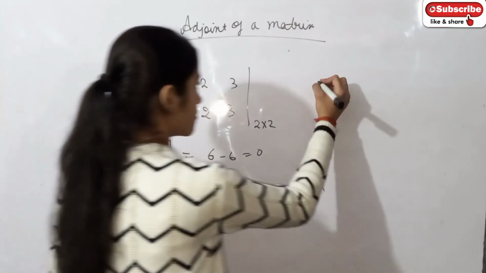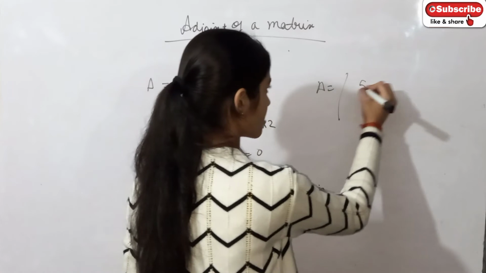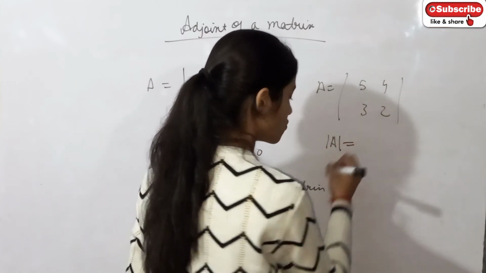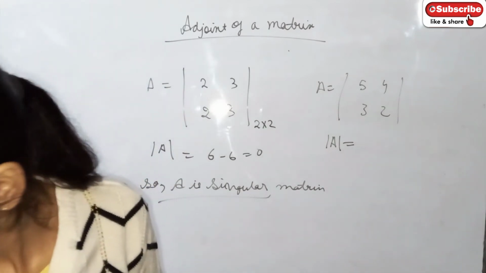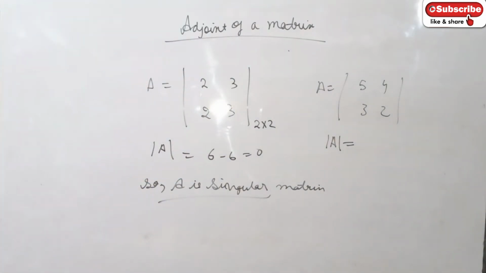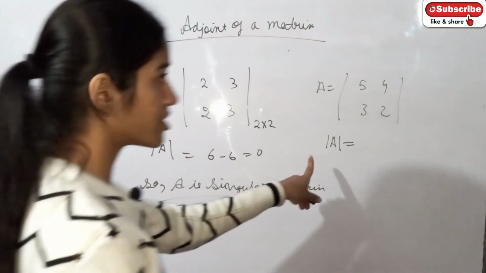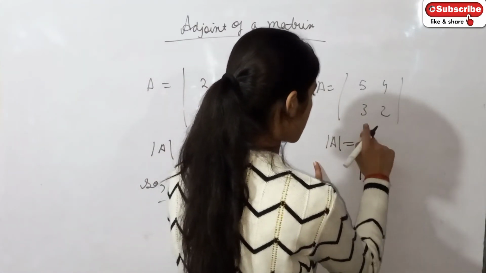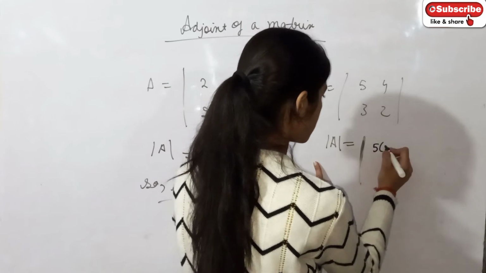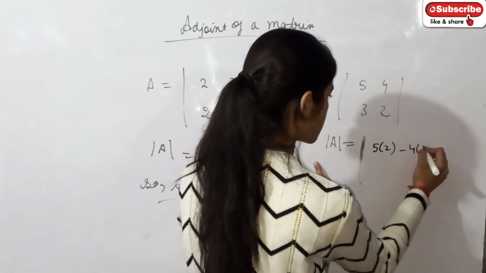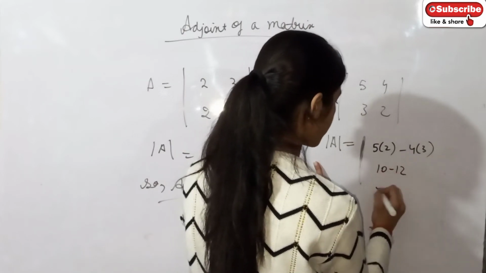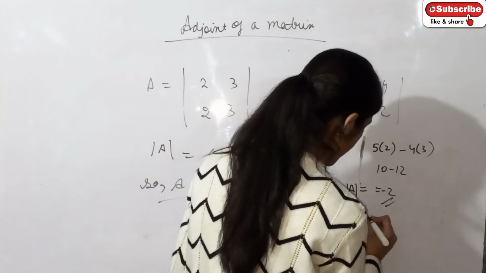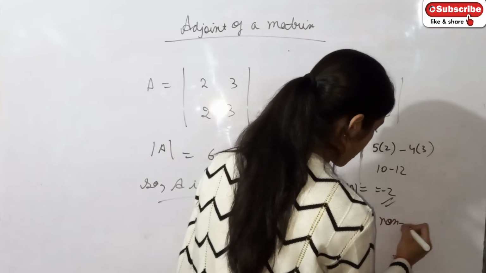And if A is given as 5, 4, 3, 2, then mod of A is equal to 5 2s are 10, minus 4 3s are 12. 10 minus 12, which we get minus 2. So mod of A is minus 2, which means A is non-singular.